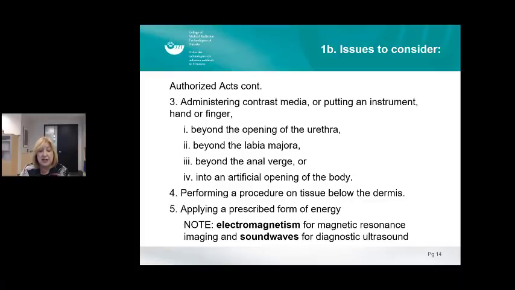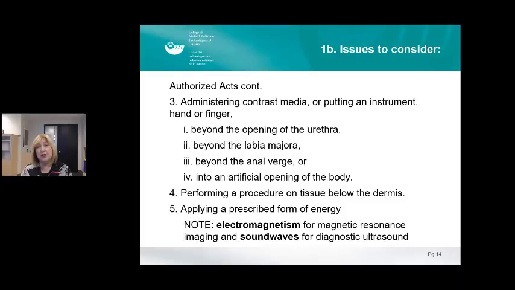So wherever you see the word prescribed in a piece of legislation, it means there's a regulation there. And when we go there, it's called the Controlled Acts Regulation under the RHPA. There are 2 forms of energy under the RHPA that medical radiation and imaging technologists are authorized to apply. So that's electromagnetism for MR imaging and soundwaves for diagnostic ultrasound.